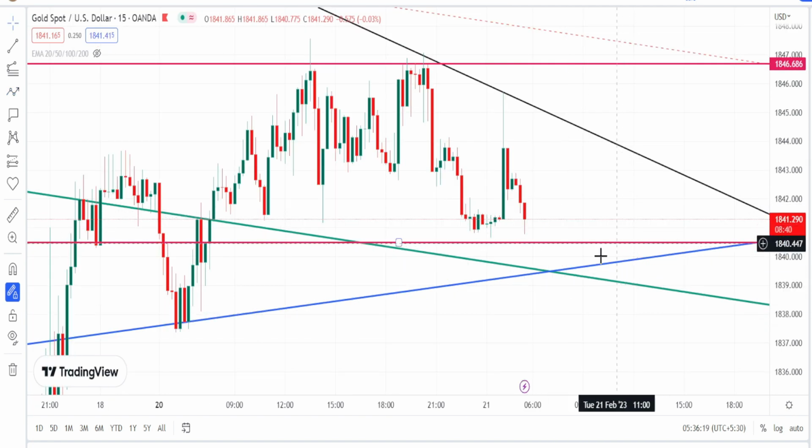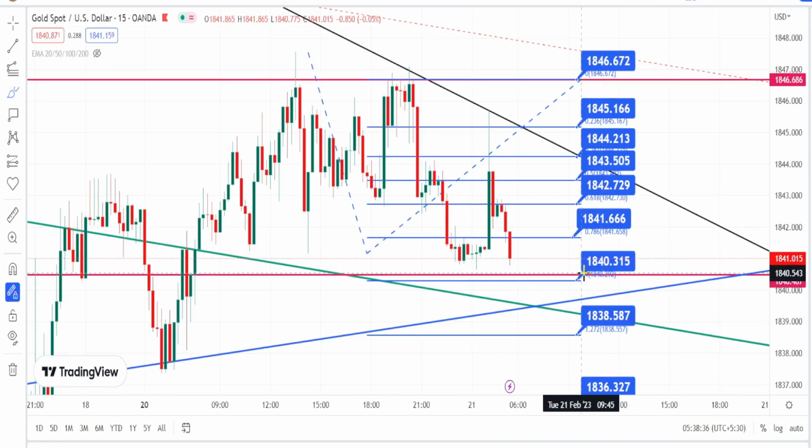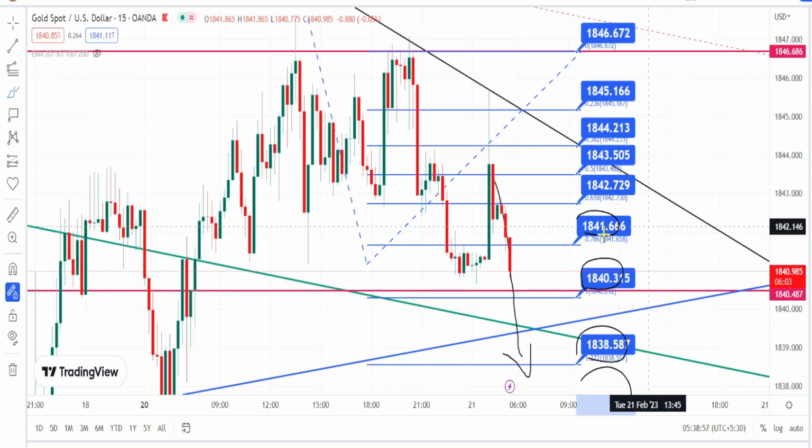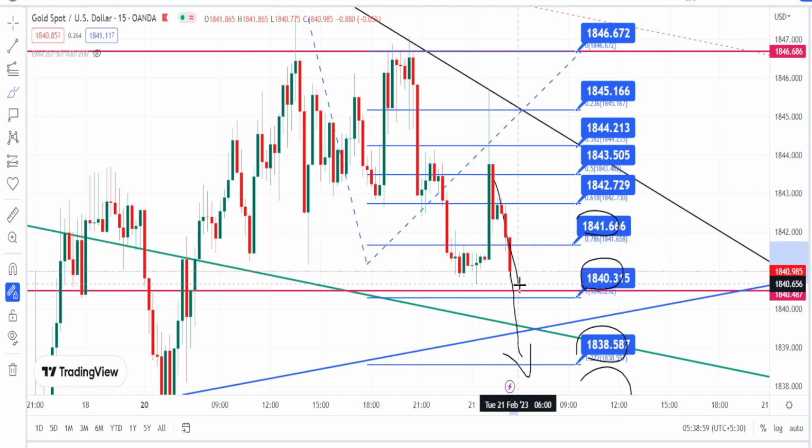I'm in the 15 minutes time frame. So currently the price action is trading between the support level of 1840 and the resistance level of 1841. And if the price action continues its current bearish trend, the next levels of support are going to be around 1838, 1836 and 1832.